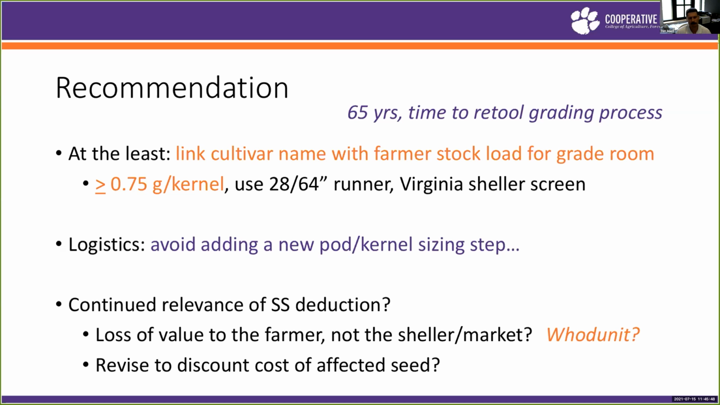As it currently stands, it seems to represent a loss of value to the farmer, but not for the sheller or the market. And we have over here that whodunit question mark. From what it appears, it seems to really be a function not of something that the grower has under their control. Nevertheless, it is relevant for different things, I think, but specifically for seed production. But again, I would maybe suggest that instead of being applied to the farmer, it might be turned around and used to discount the purchase price of affected seed that have excess amounts of silent splits.